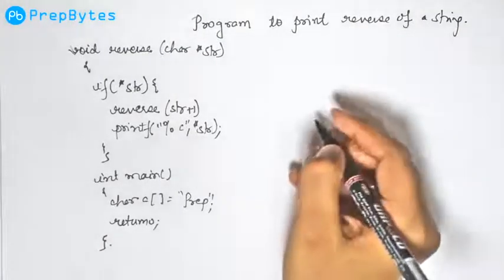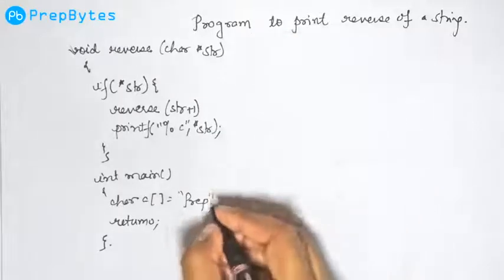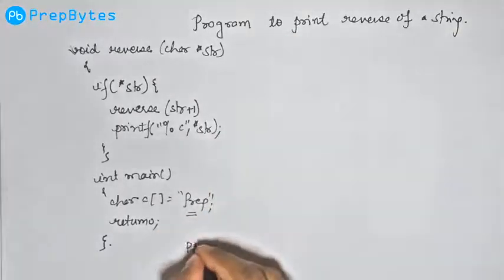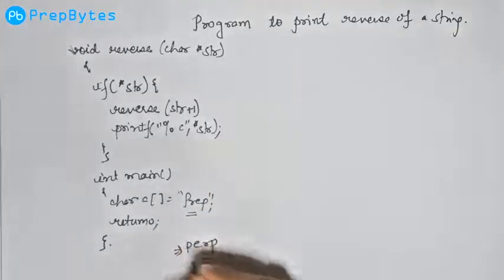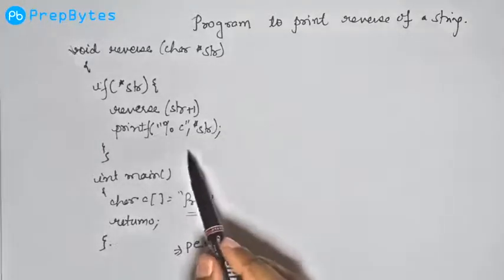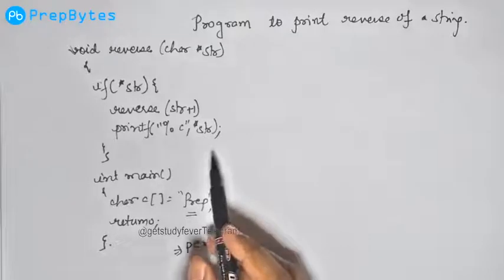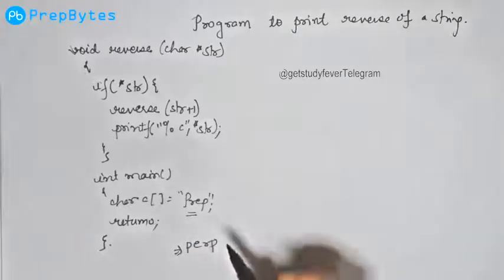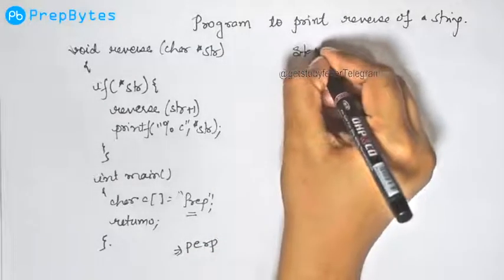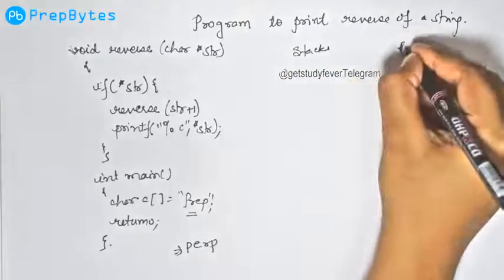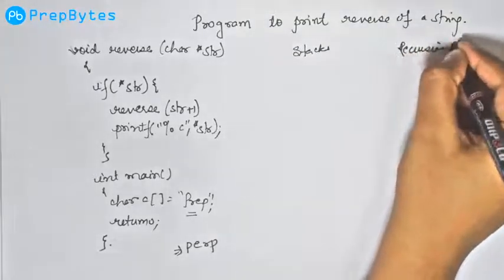So the problem statement was that if I have a string called PREP, then the resultant should be PERP, the reverse of the string. And mind you, we just have to print the reverse of the string. We don't have to revert the string. So we have two approaches to solve a recursive problem. One is using stacks and another is a recursion tree.